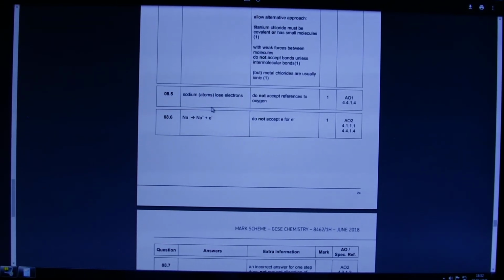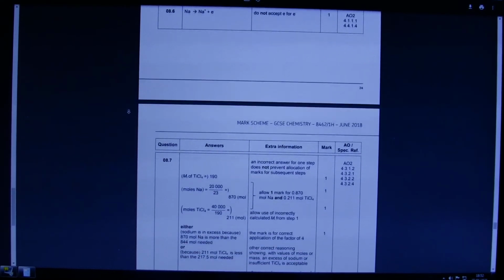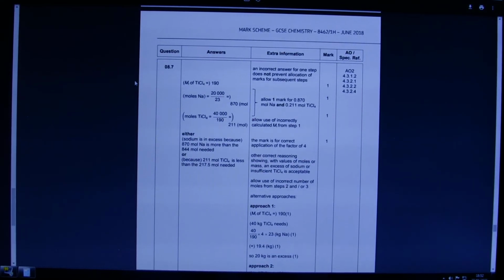Sodium atoms lose electrons. This is oxidation. And there's the half equation, sodium to sodium ion plus electron. 8.7.